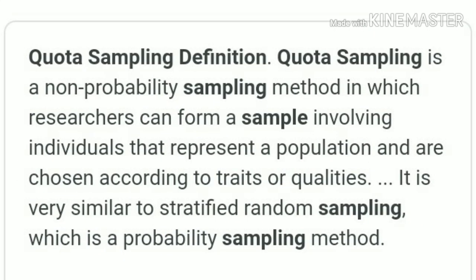Quota sampling, on the other hand, is a non-probability sampling method in which the researcher forms a sample involving individuals that represent a population and are chosen according to certain qualities. It is very similar to stratified random sampling, which is a probability random sample.